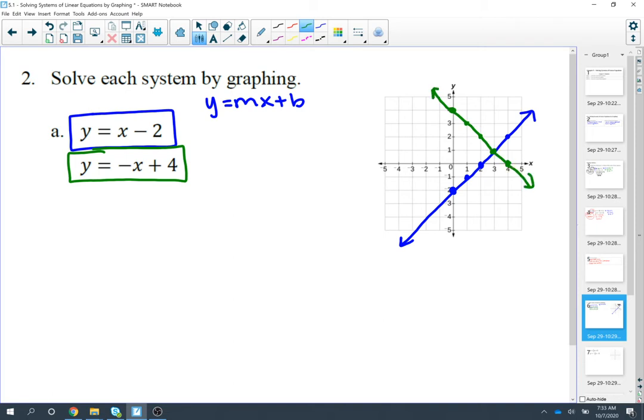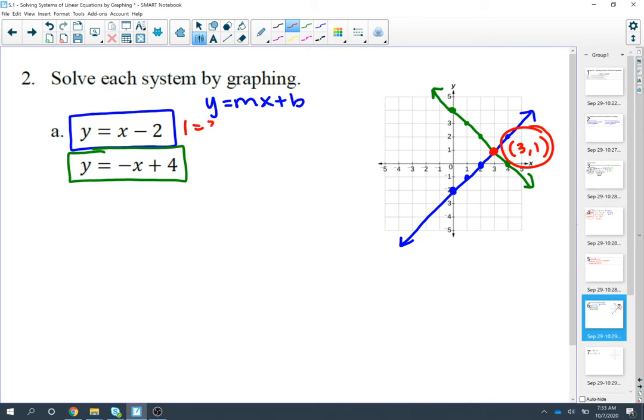Now, once we have these graphed, we are looking for their intersection or where they meet. And on the graph, they both hit right here, which is over 3, up 1. So 3, 1, which we believe is our solution. But now we need to check it. So x is 3, y is 1. I come back to my first one.